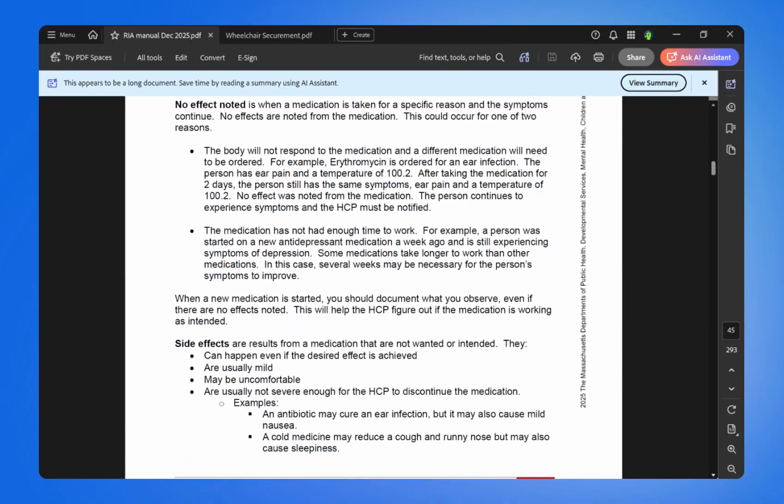Another reason is that a medication hasn't had enough time to work. For example, the person was started on a new antidepressant medication just a week ago, and the person's still experiencing symptoms of depression. Some medications take a little bit longer to work than others, and in this case, several weeks may be necessary for the person's symptoms to improve. When a new medication is started, you should document what you observe, even when there are no effects noted. This will help the healthcare provider figure out if the medication is working as intended.